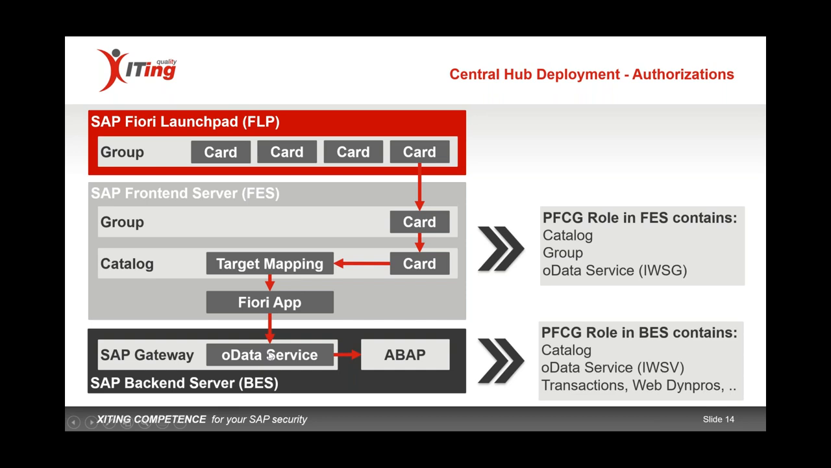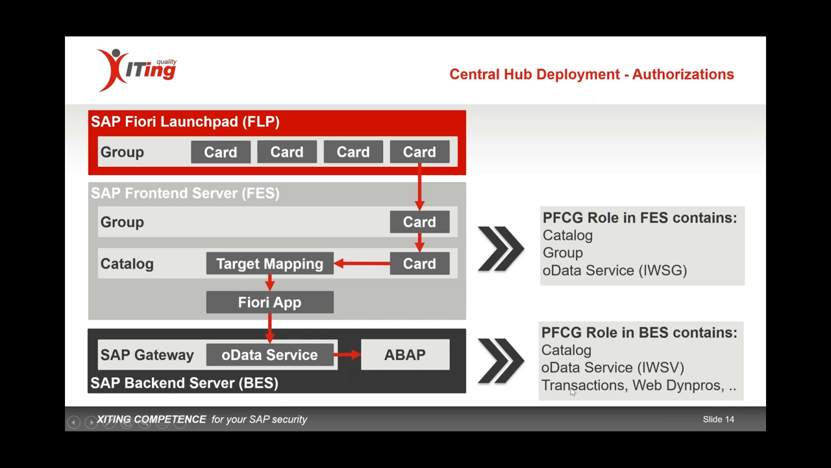From a role building perspective, and we'll get back to that in just a little bit, the roles are still being built in PFCG. So it's a standard technical role, a single role, for example, that we build in PFCG, where we have to authorize the catalog, the group, and then those OData services. On the front end, it must be the IWSG, and on the back end, it must be the IWSV, along with other transactions and web DIMP applications that are also required. Like, for example, I said before, with a legacy app, I have to authorize the transactions.